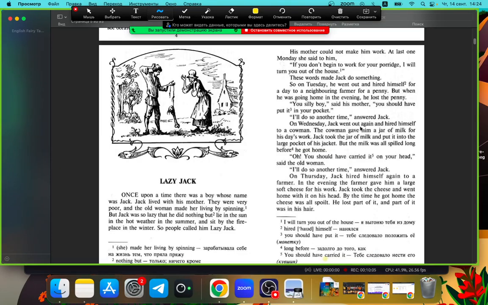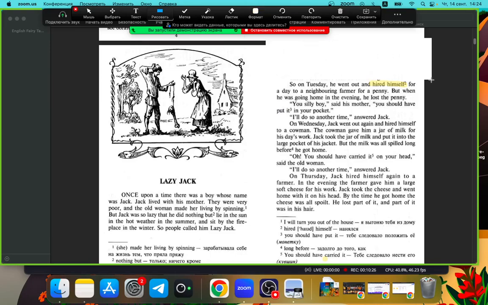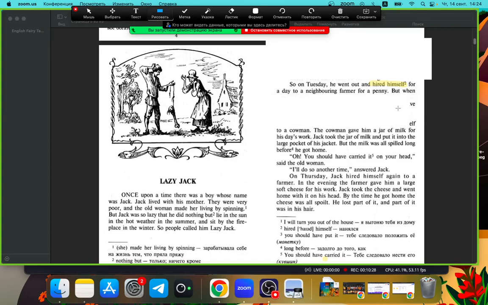Wonderful, wonderful. We have so many other things to write down. What else was there? Hired himself for a day. Jack hired himself. What does it mean, hired? I go to work and I was hired by the boss of the Burakov Center. I was hired by somebody. It means I started to work. Neighboring farmer for a penny. What does it mean to hire yourself? Means start working.